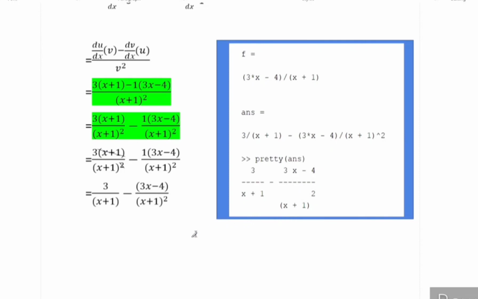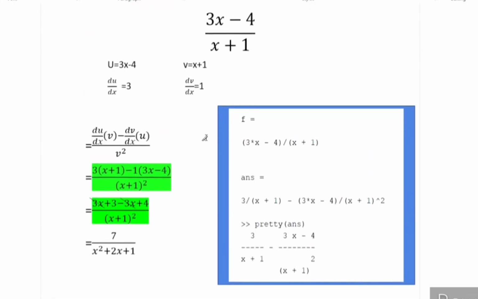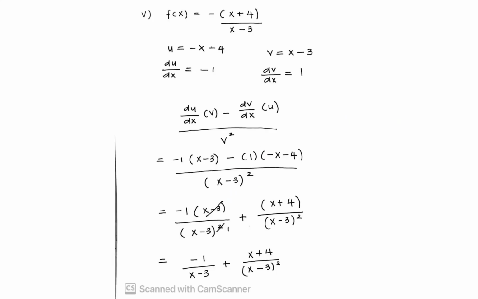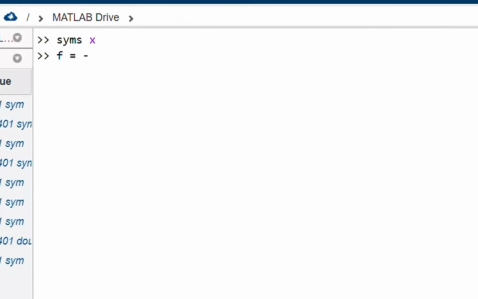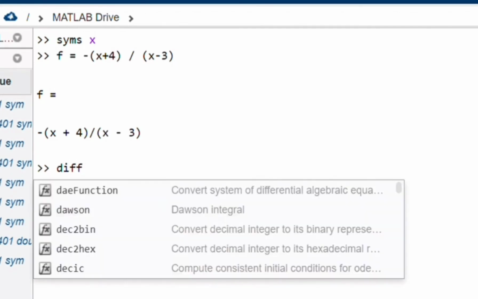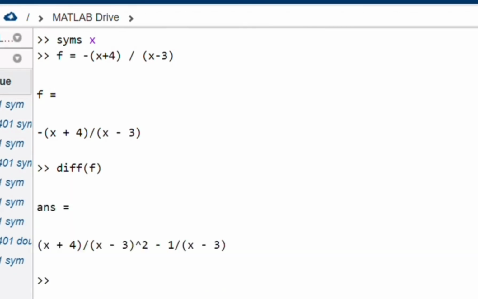So we can conclude that the MATLAB answer and calculation method are different because in MATLAB they divide the step here, while in the calculation method we do not divide it into 2. These are the manual calculations for the inverse derivative by using the quotient rule. Type sym x followed by the function, which is negative x plus 4 divided by x plus 3. Enter. Then type derivative diff f for the derivative of the inverse function.